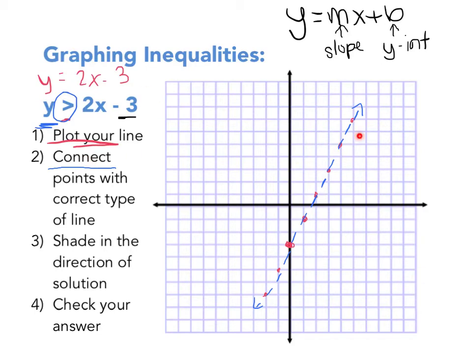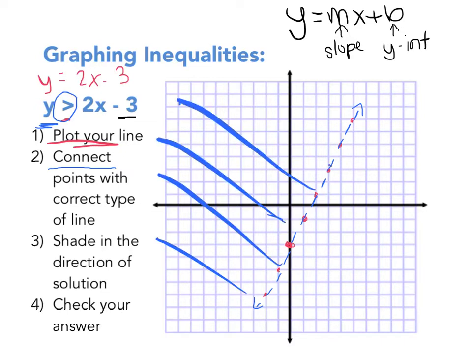And everything below the line is false. It won't make the inequality true. So all you have to do to shade is draw lines like this, and it shows your solution. Now this may be confusing, why are we doing this? But this shows graphically the solution to a linear inequality.